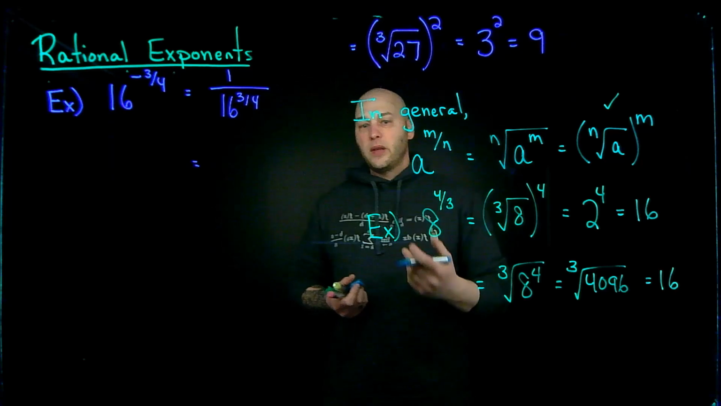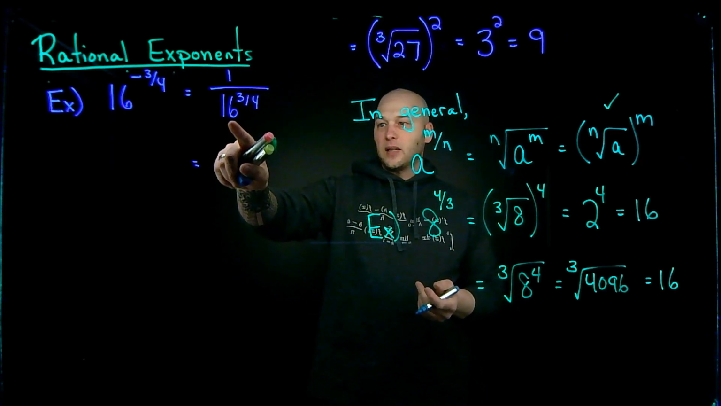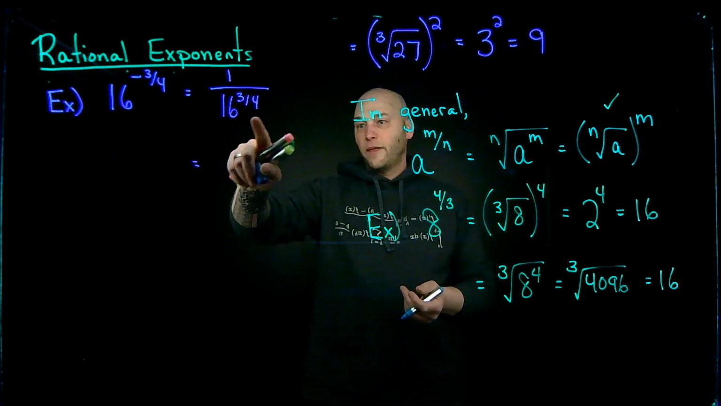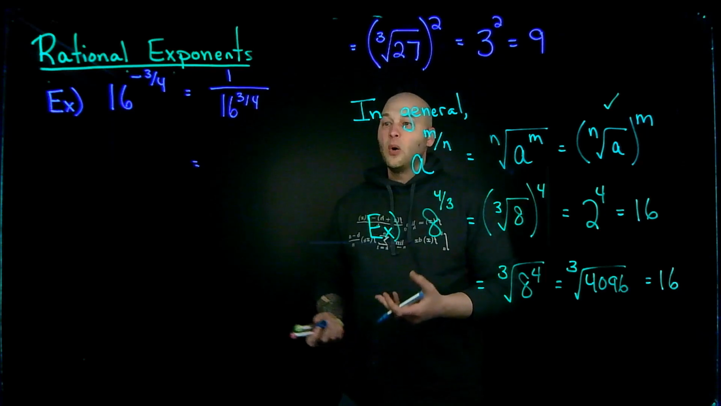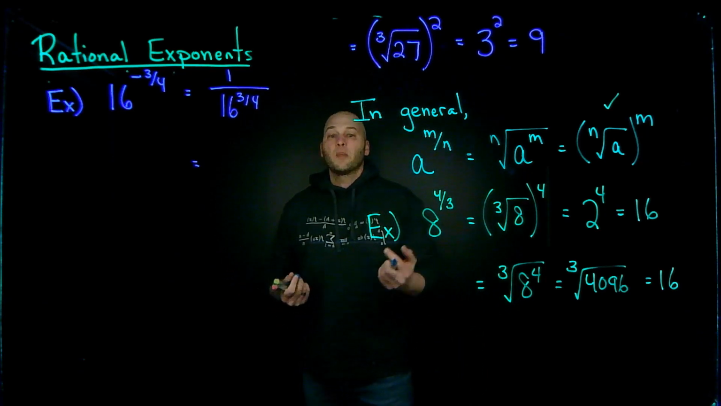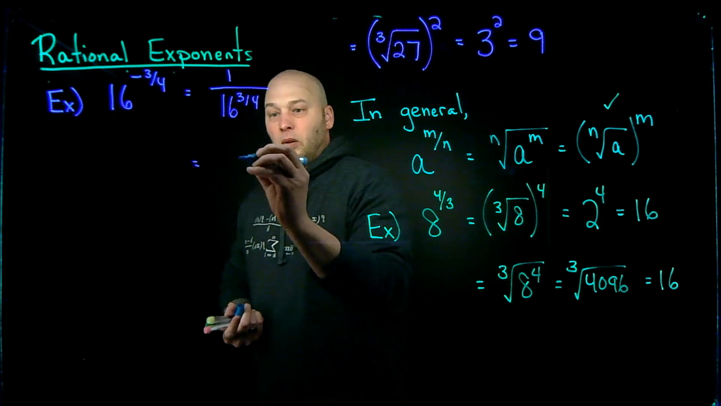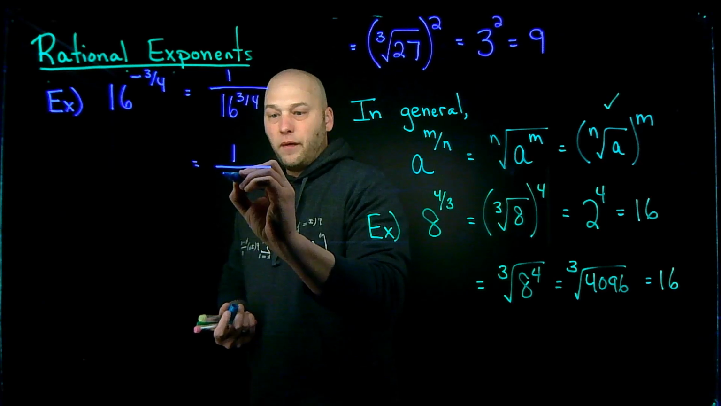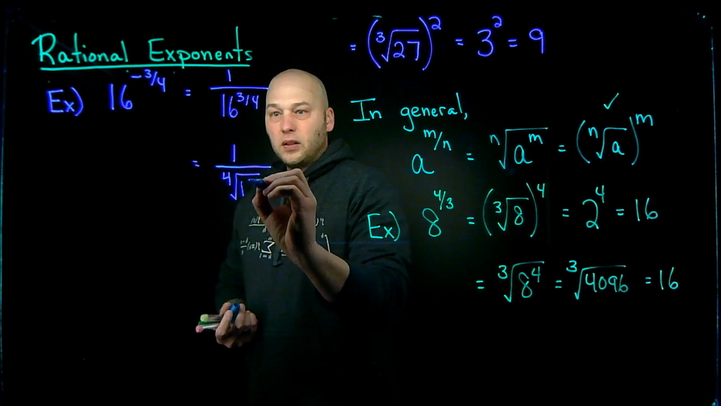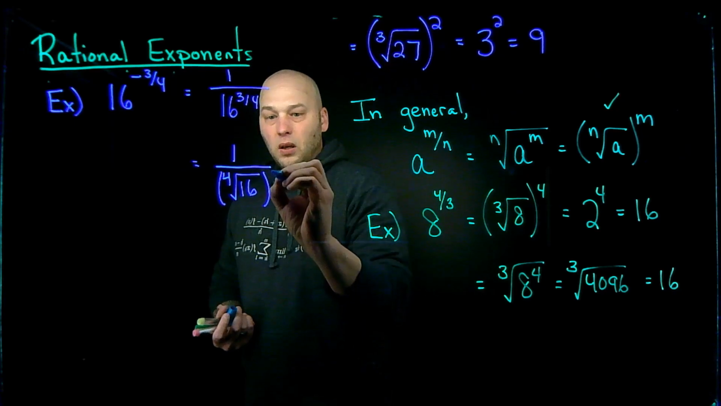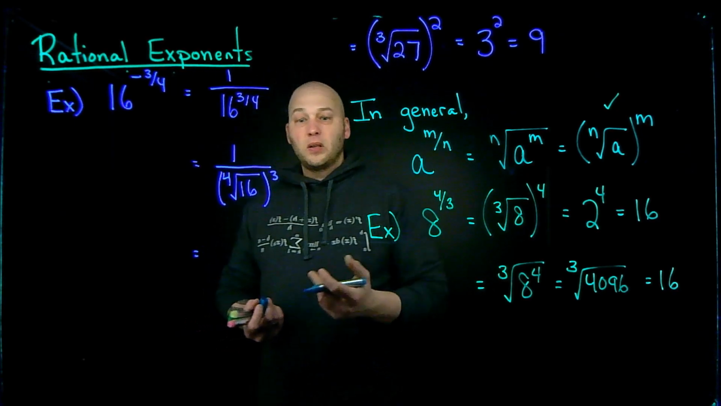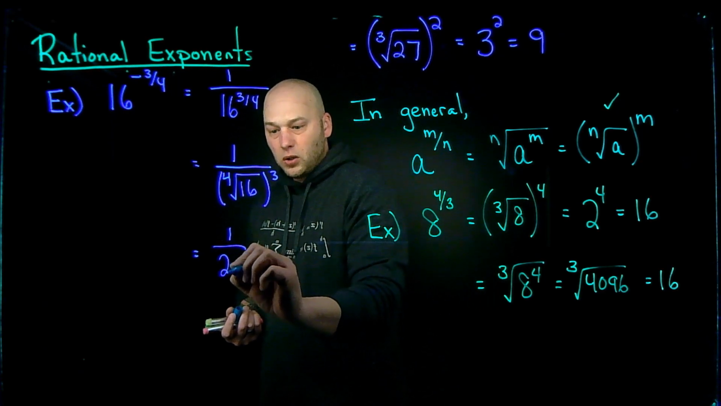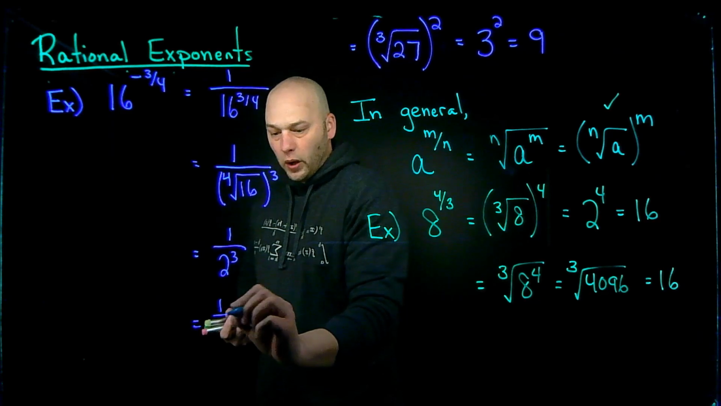All right, now within the denominator, I have a choice. I can either take 16 to the 3rd and then take the 4th root, or I could do the 4th root of 16 and then cube it. Well, certainly the 4th root of 16 produces a smaller number. So since we're doing it by hand, that's the way we'll do it. So this would be the 4th root of 16, to the 3rd power. And what is the 4th root of 16? Of course, that's 2. So I get 1 over 2 cubed, which is 1/8.